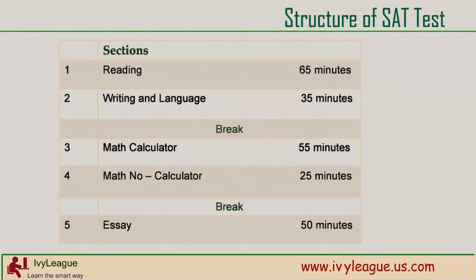The test starts with a reading section of 65 minutes followed by a writing and language section of 35 minutes. This is followed by a 5-minute break. The third and fourth sections on the SAT are math sections. In the initial math section of 55 minutes, you are permitted to use a calculator, while the later math section of 25 minutes, you cannot use a calculator.